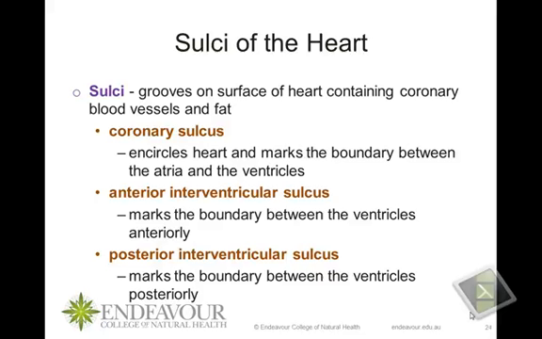The coronary sulcus encircles the heart and makes the boundary between the atria and the ventricles. The anterior interventricular sulcus marks the boundary between the ventricles anteriorly, and the posterior interventricular sulcus marks the boundary between the ventricles posteriorly.